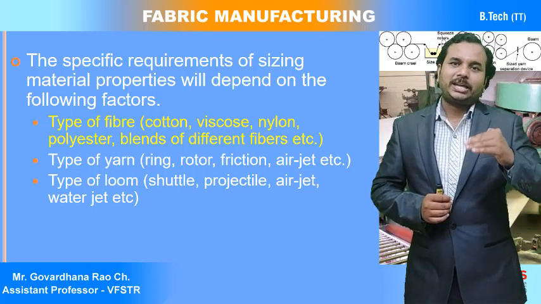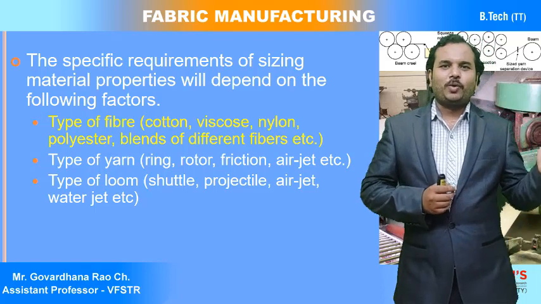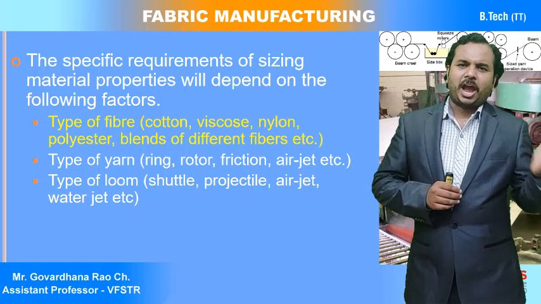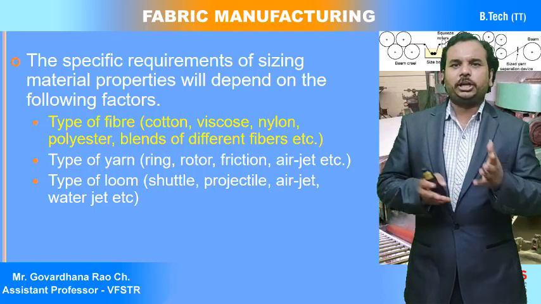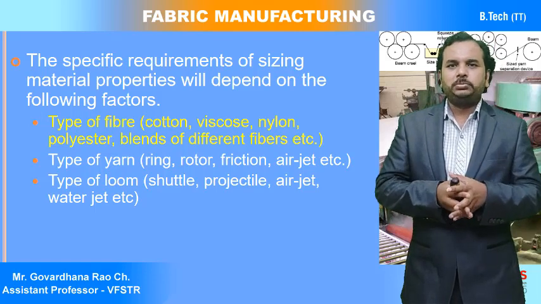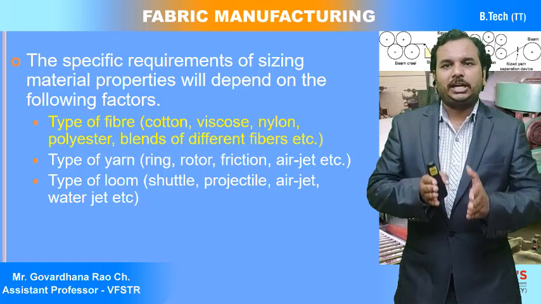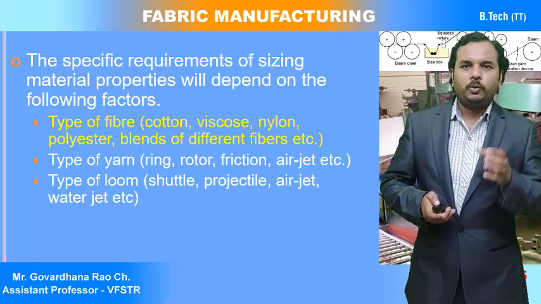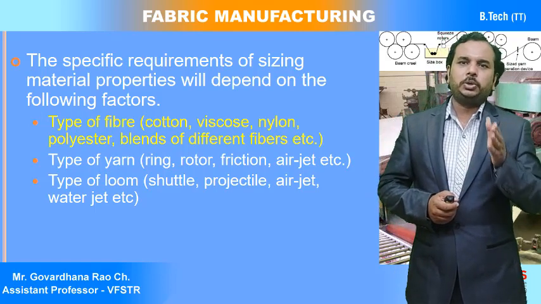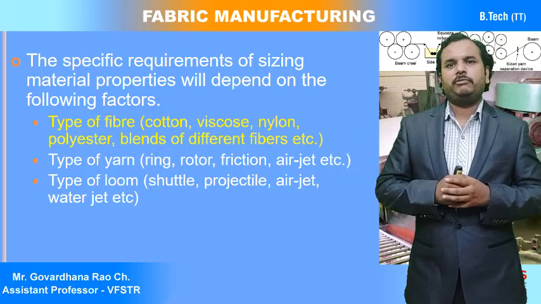And what is the type of loom we are using to convert the warp and weft into the fabric or cloth? One is hand looms, then shuttle looms, and power looms come under the shuttle loom. Projectile looms, air jet looms, and water jet looms come under the category of shuttle-less looms. So what is the type of loom we are using? Because shuttle looms run at slower speeds compared to shuttle-less weaving machines.